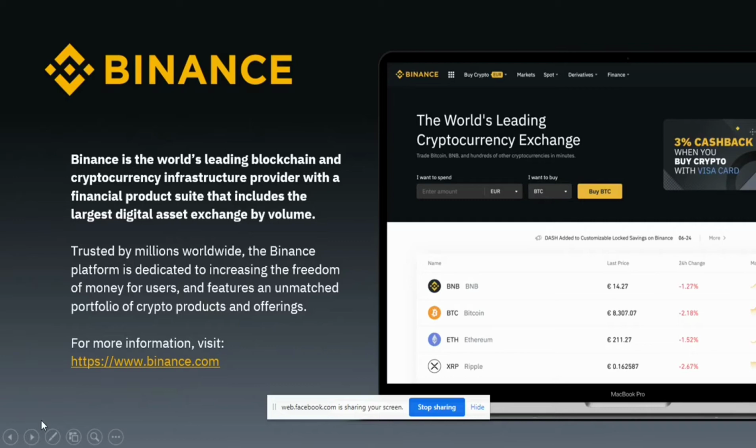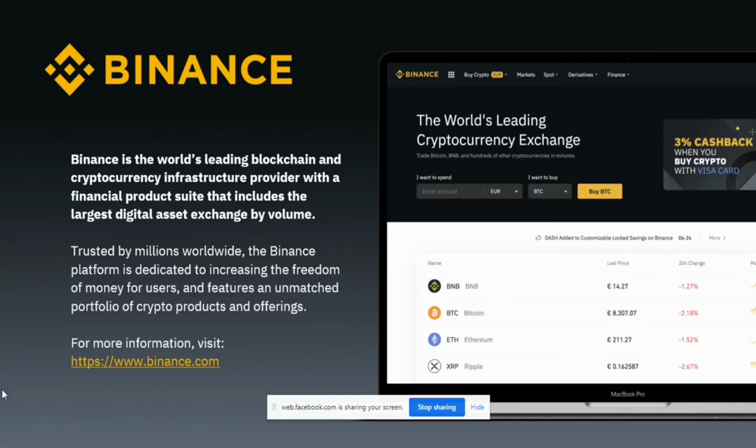Now, first of all, what is Binance? Last week we talked about Binance. I explained what an exchange is. I told you it's the marketplace for buying and selling of cryptocurrencies, a place where users come together to buy and sell cryptocurrencies. And Binance is the world's leading exchange. It's also the world's leading blockchain and cryptocurrency infrastructure provider, with a financial product suite that includes the largest digital asset exchange by volume. It is trusted by millions worldwide, and the Binance platform is dedicated to increasing the freedom of money for users.